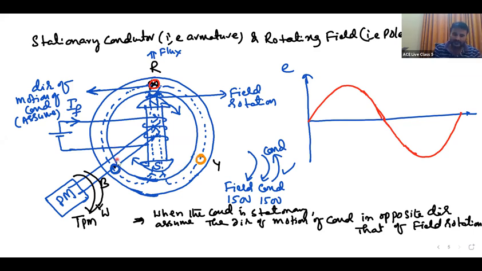Induced EMF is maximum. And now my point is, the maximum value of the R phase is there. After 120 degrees, the maximum value of the Y phase takes place. Another 120 degrees, the maximum value of the B phase takes place. So if you draw that, the waveform for the Y phase and the B phase, see, RYB.